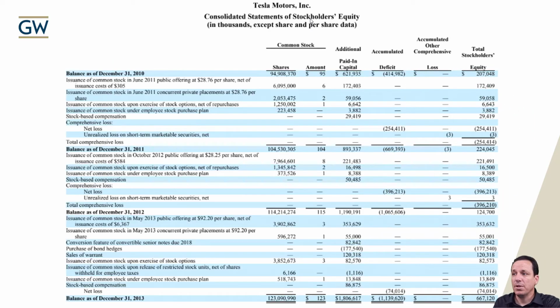And this is a much more complicated version of this, a consolidated statement of stockholders' equity, with the different years here. And this is 2013. They have the common stock, paid-in capital, and then the deficit. This accumulated deficit is from having negative net income. Negative net income is a deficit. And so if you take all these, your total equity for Tesla is 667. Common stock plus additional paid-in capital minus accumulated deficit gets you to this stockholders' equity account.